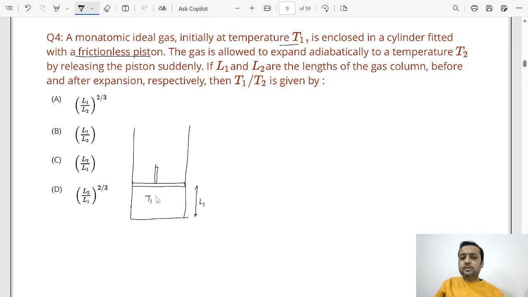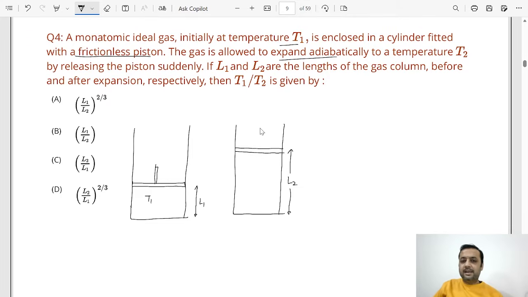Now, because of an adiabatic process, let us say the piston moves slightly up. The question has given that the piston moves slightly upward, and this length will become L2, right? They have not given whether it will move up or down, but it is irrelevant. Whether it moves up or down, I'm just showing you that this is the length L2. L2 can be smaller than L1 or more than L1, it will not change anything. I'm just drawing an illustrative figure. So this temperature is T2.